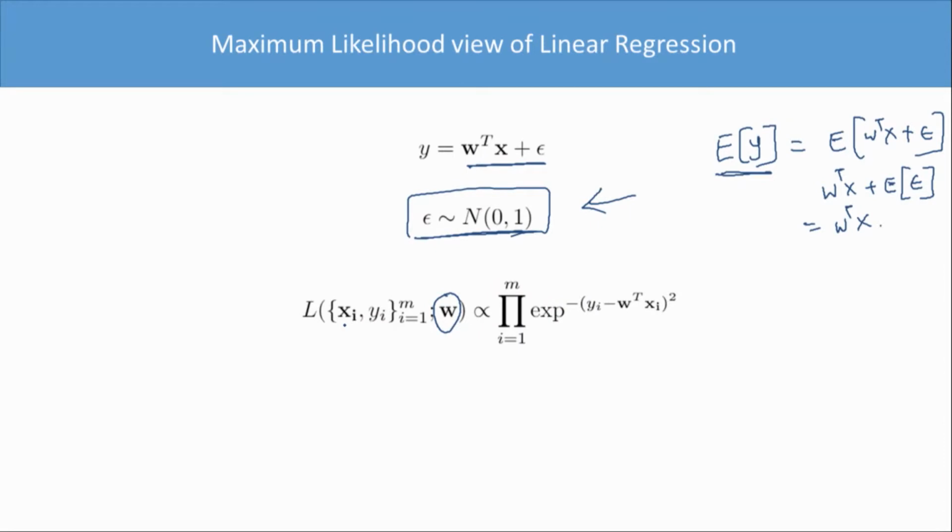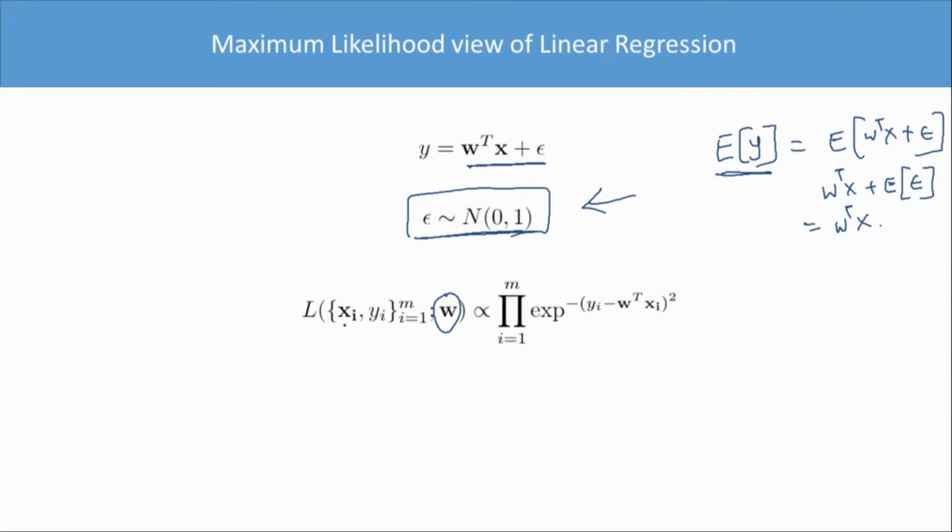Now which W is the question, right? So now you want to find that W. We'll ask the reverse question. If I fix a W, what is the chance that I'm going to see this data set, right? So that is given by this, right? So now I'm assuming all the data points are independent of each other.